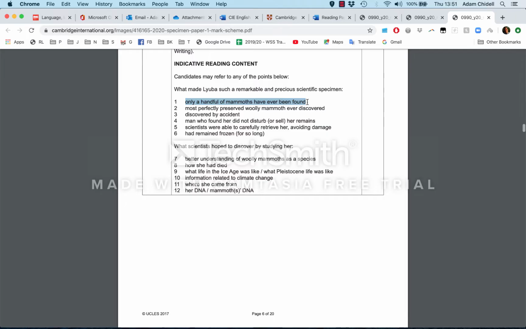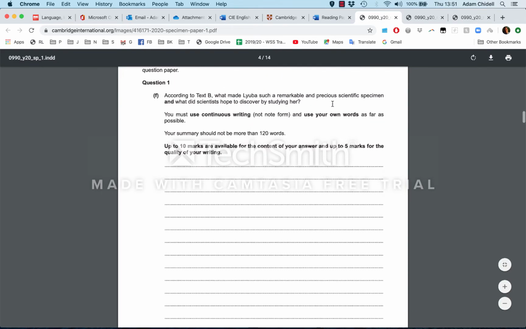Okay, so let's just give one example of what that might look like. In the text itself, it says only a handful of mammoths have ever been found. So you don't want to use that exact same phrase. For instance, you might change it to something along the lines of very few mammoths have ever been discovered. That way you've shown that you understand what only a handful means, very few, and instead of saying found, you've said discovered. It's not as though you have to go through every single word and change it, and mammoths obviously would stay the same, but you do need to change it sufficiently to show that you have understood it.